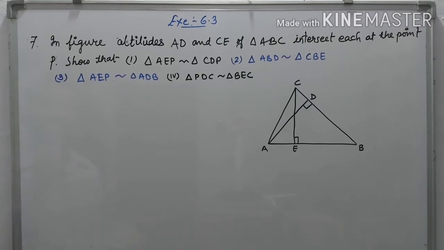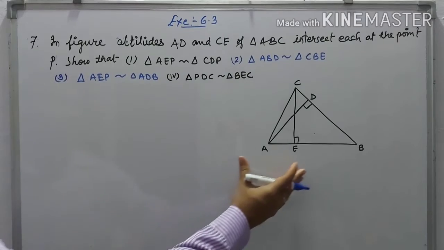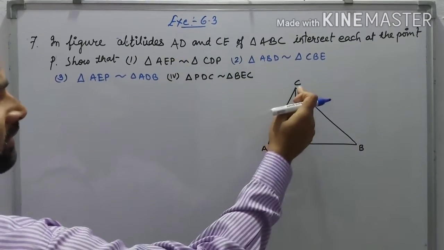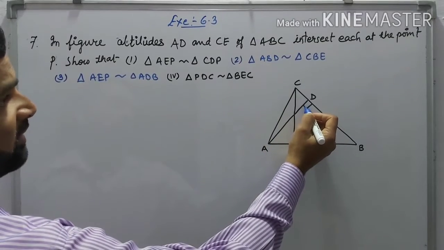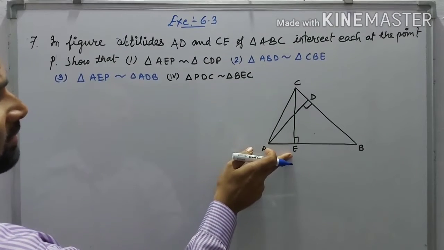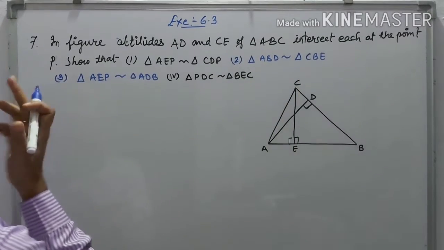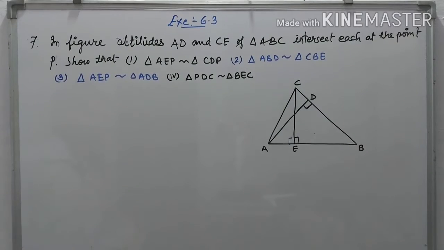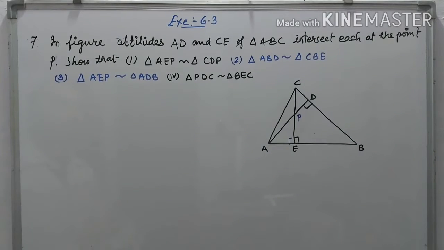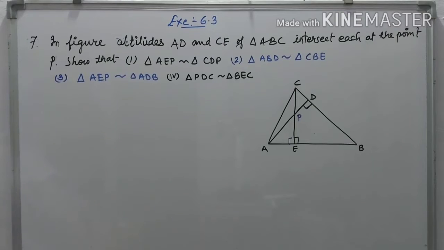Question number 7. In the figure, AD and CE are altitudes. In the figure it is given that in triangle ABC, AD is an altitude, meaning this angle is 90, and second, CE is also an altitude. It means this is an angle of 90. They intersect at the point P. Show that the four triangles are similar.